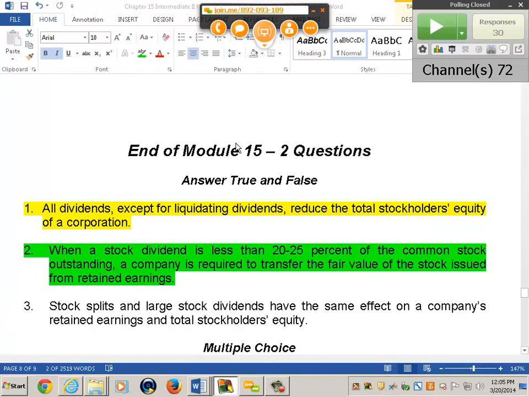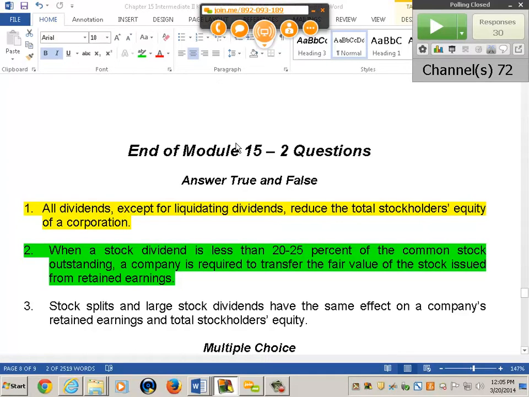However, there could be a signaling effect, and that signaling effect could reduce the market price. It could be material, and a 15% stock dividend could have a significant effect on market price, making the use of a small stock dividend or fair value incorrect, and you probably have to use par. So this question could go either way.